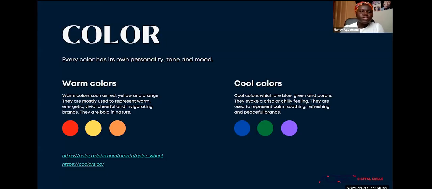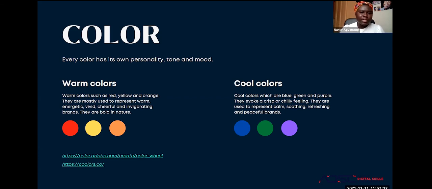So now that we know what our typography is and we have included it into our logo, we need to also talk about colors. When it comes to colors, there are so many things we need to take into consideration, like the personality of the brand, the tone, and then the mood. So these are some basic things that you should know.